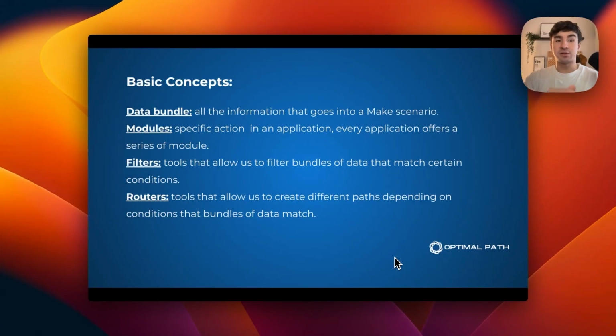Okay, so first let's go with some basic concepts, because this is going to help us understand in the future all the functionalities and possibilities that we're going to have in make.com. The first one that we need to take a look at is data bundle. And basically a data bundle is all the information that goes into a make scenario. For example, when we are getting a record from Airtable into make.com, maybe we only use one or two parameters like name and email, but we're going to have different parameters like status, city, country, phone number, and all those parameters basically create a data bundle.